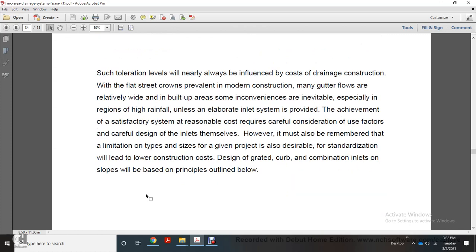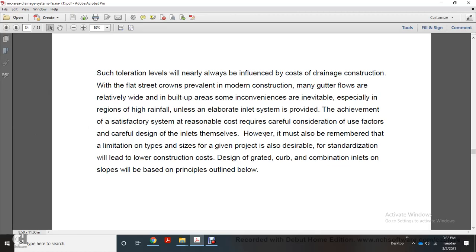Flat street crowns prevail in modern construction. Gutter flows are relatively wide in built-up areas, so the inconveniences are inevitable, especially for regions with high rainfall. A less elaborate inlet system is provided to achieve a satisfactory system at reasonable cost, which requires careful consideration.